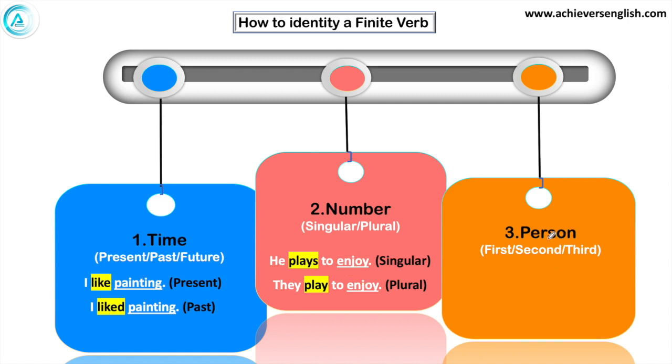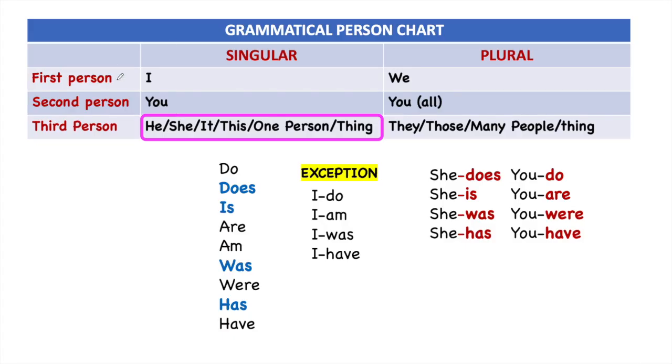Now let us see how person gives effect to finite verbs. First of all, let us see how many persons there are in English grammar. So we need to have a look at the grammatical person chart. In English grammar, first person is I and second person is you. And in the same way, first person plural will be we and second person plural will be you. But if you leave I and you, then every person is third person. If it is many in number, like they, those, many, then it will be third person plural.